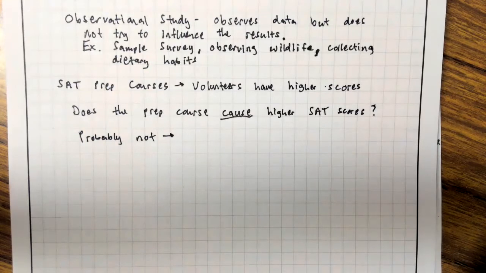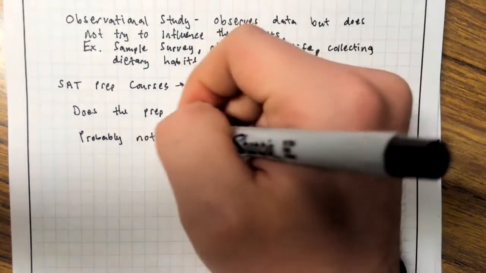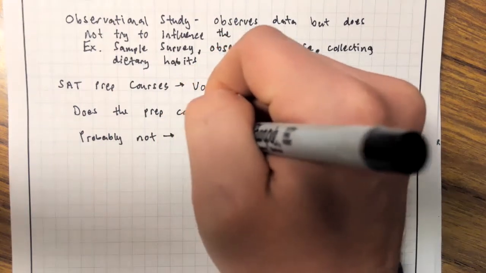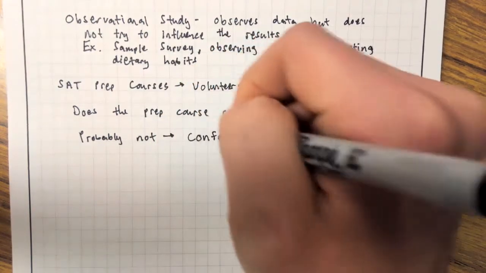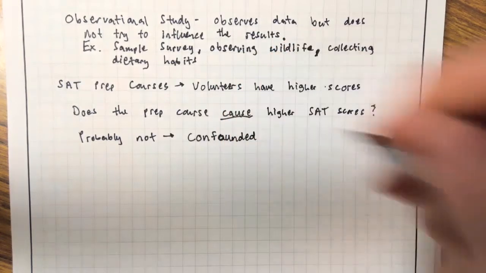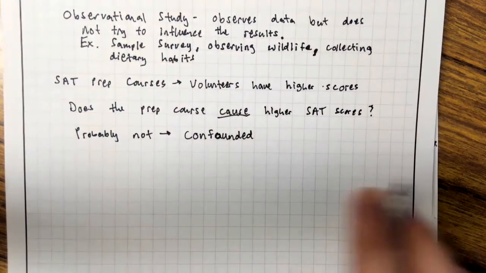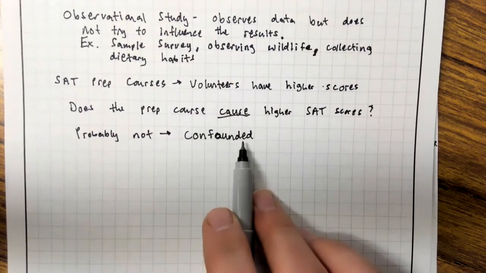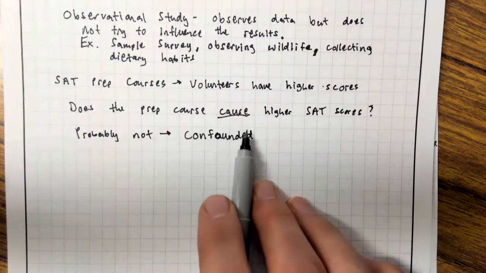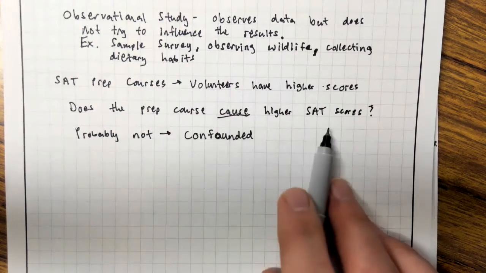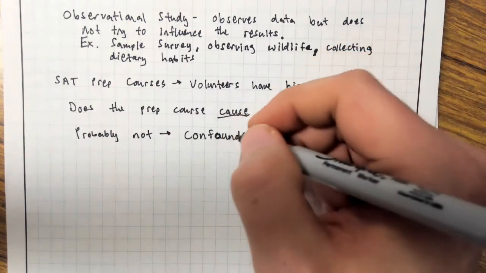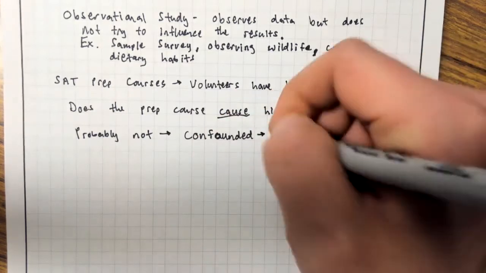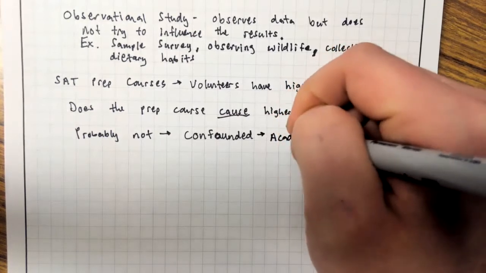Why not? So there's this situation, SAT prep course and scores on the SAT. This situation is known as confounded. So when something's confounded, we have a confounded situation. There's another variable that can explain why these students are getting higher SAT scores. So the confounding variable in this case could just be, I don't know, academic motivation.